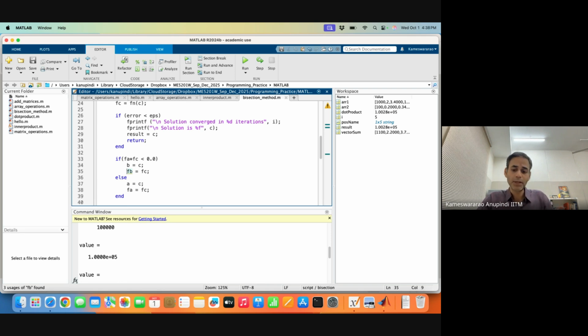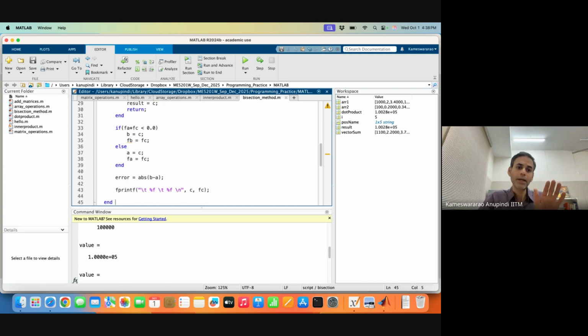function. Okay, similarly, else, that means if fa star fc is not less than 0, it is greater than 0. That means my a and c have both the same sign. So I don't want to keep a then, right? I want to replace a with c. That means a equals c and fa equals fc. That's what I want to do. And then end. Okay, that finishes the if else end block.